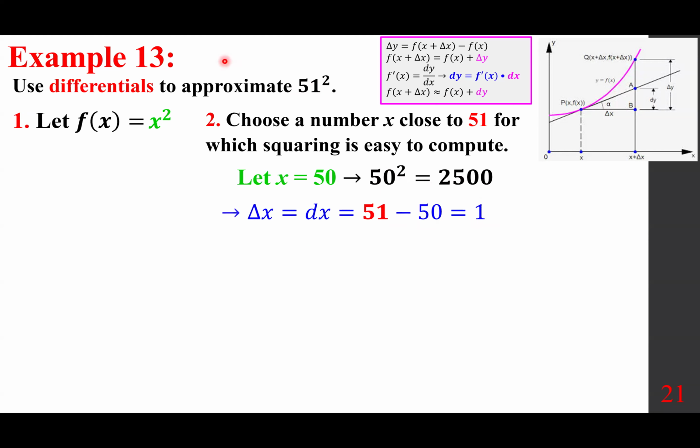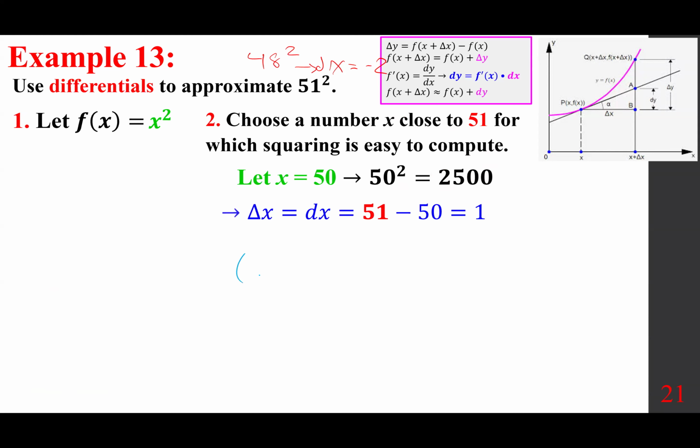On the other hand, if you wanted 48 squared, just as an example, we would use exactly the same thing, but dx would be negative 2, which is 48 minus 50. Positive dx means the result must be larger than this number. Negative means it must be less than that.